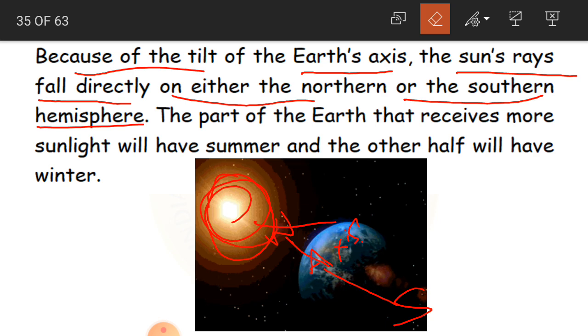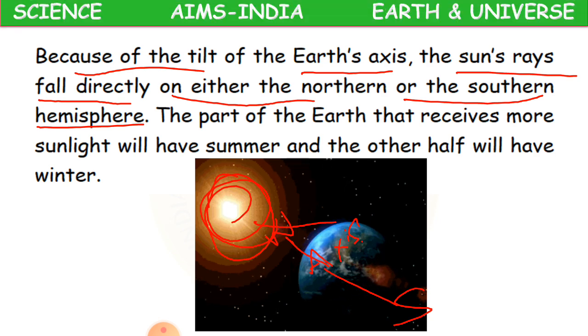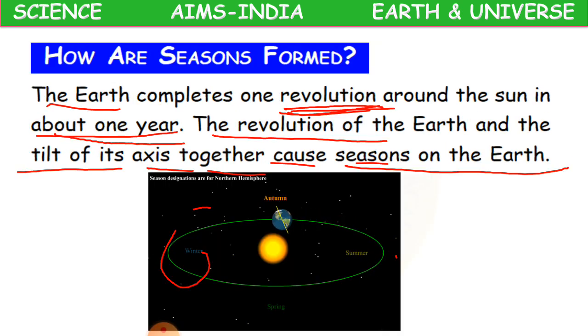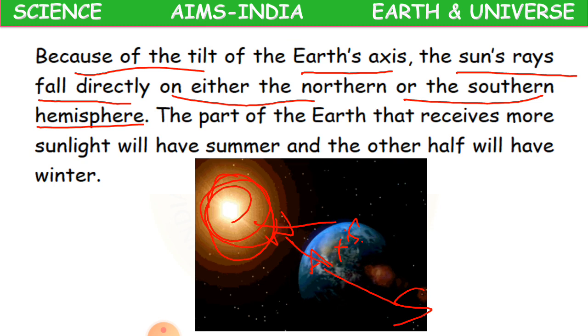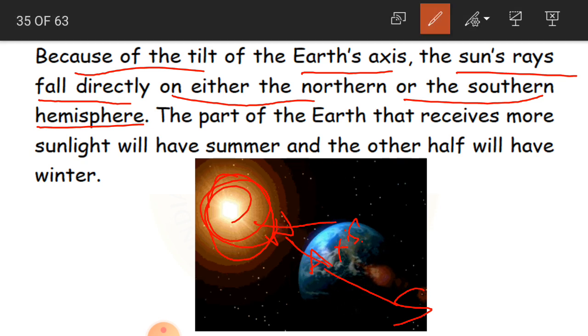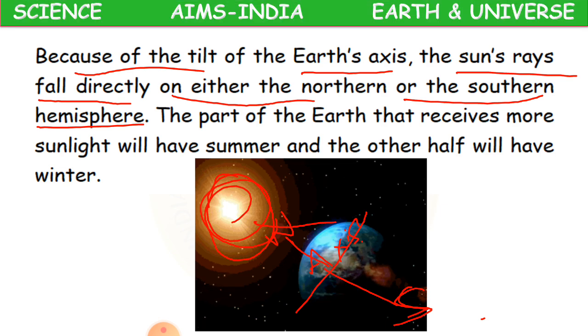Okay, so the part of the earth that receives more sunlight will be having summer. See here, yes, now here it is summer and now it is here winter. Okay, so same like that here, this part which is exposed to the sun will be having summer, suppose in the northern hemisphere, and here the southern hemisphere which is receiving less amount of sunlight will be having winter. Clear, children?